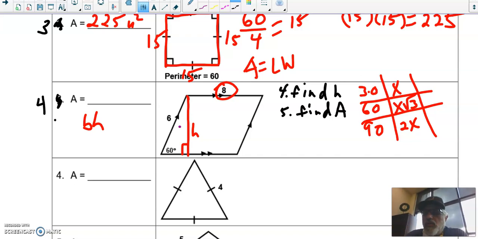Now, once I get my little hashtag set up, I look at what's given, and I know that across from the 90 is 6. I'm going to put my 6 right there. I have to divide this by 2 to get x. So that means my x is 3, which means this little guy right here is 3. Now my height is the x in the place of that x. So I'm just going to go 3 square root of 3. And that is my height.